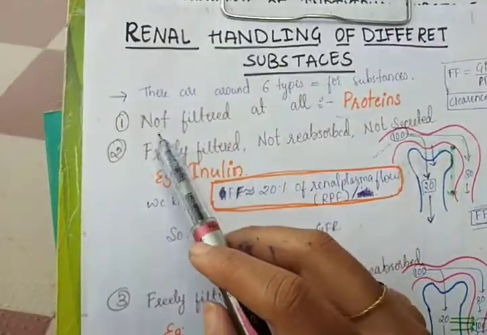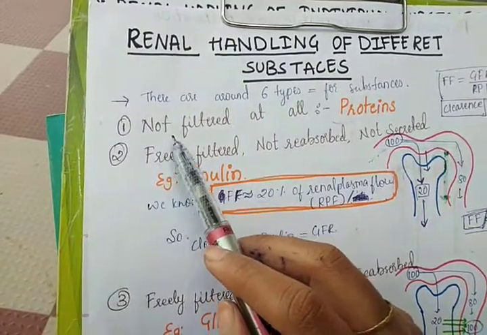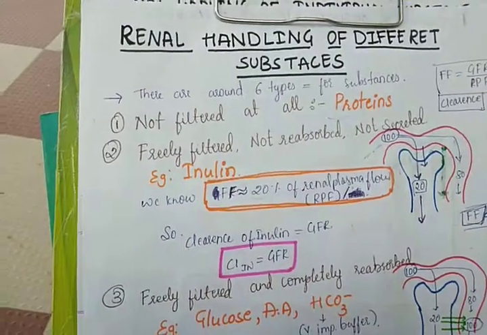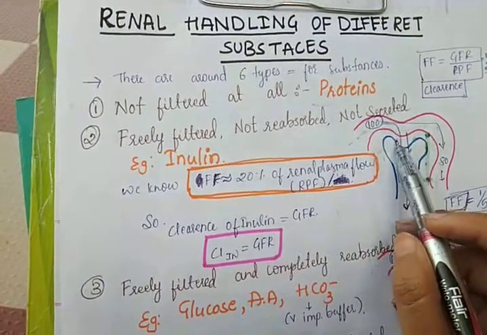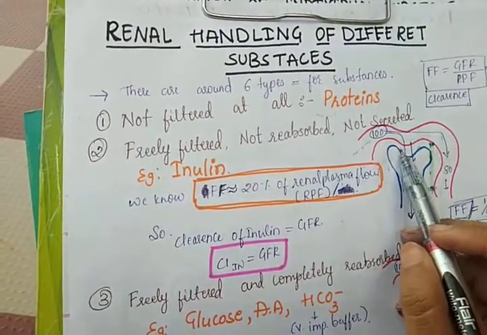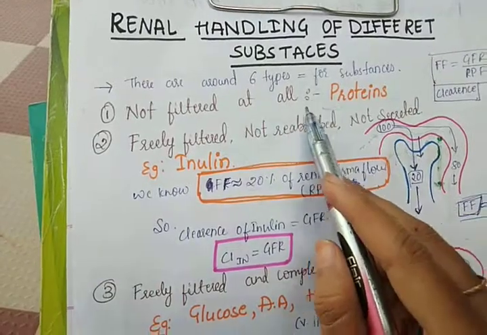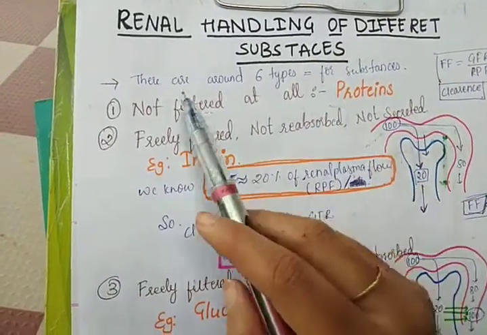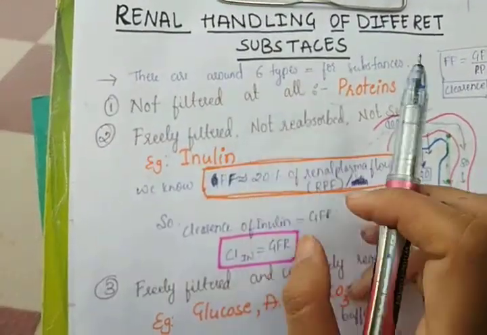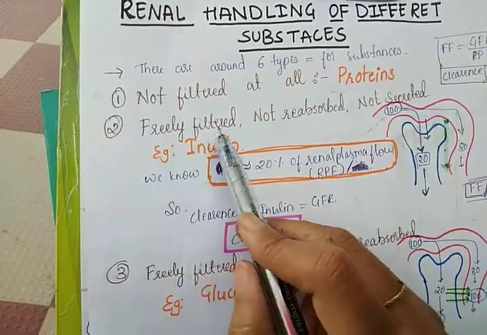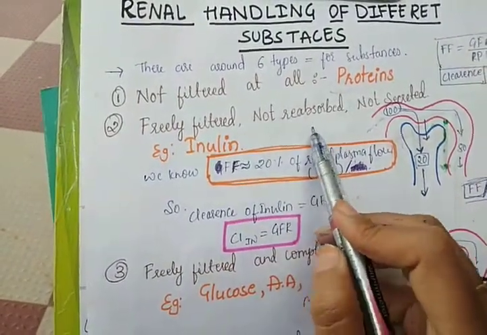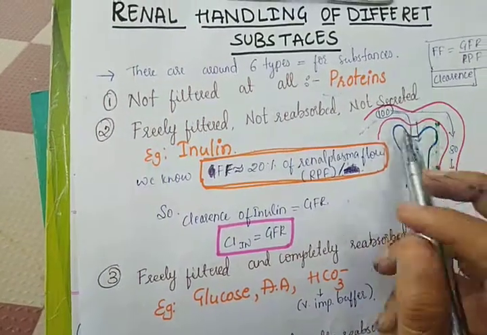Now the substances which are not at all filtered are proteins, because these proteins do not cross the glomerular filtration membrane. So these come under the substances which are not at all filtered. Next, the second substances are freely filtered, not reabsorbed, not secreted.